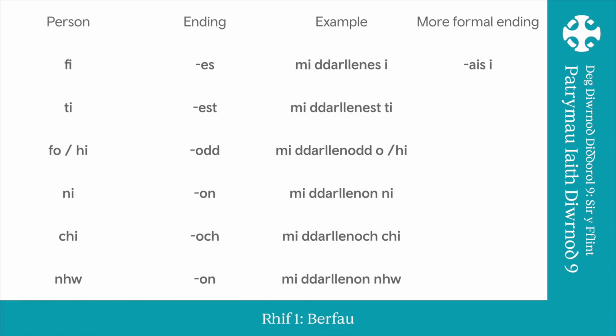Y gorffennol syml, the simple past. Completed one-off events in the past. This does not use bod. Instead, it can be formed two ways, long and short. The short compound way looks like this.